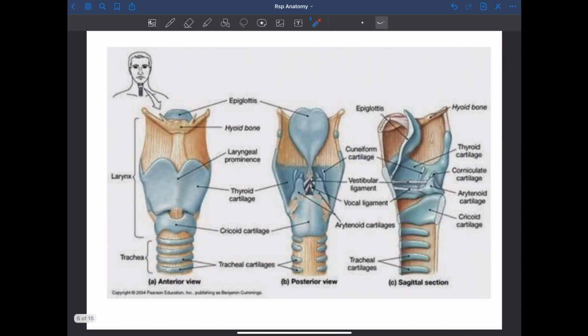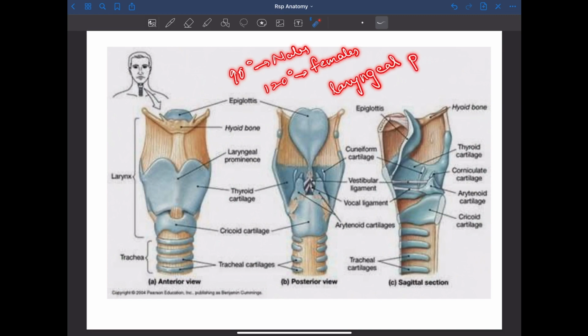Now in this we can see the anterior view of the thyroid cartilage. It forms 2 quadrate laminae, which fuse together anteriorly at an angle of 90 degrees in males and 120 degrees in females to form the laryngeal prominence, which is also known as Adam's apple.